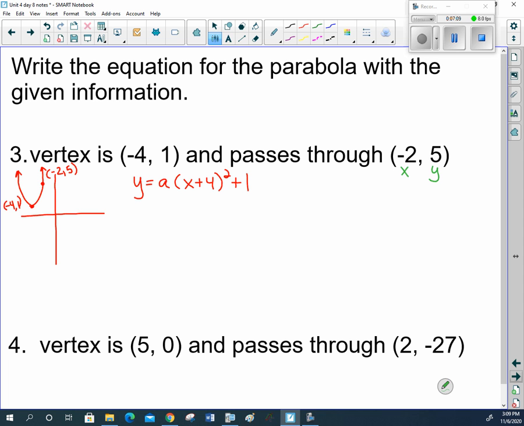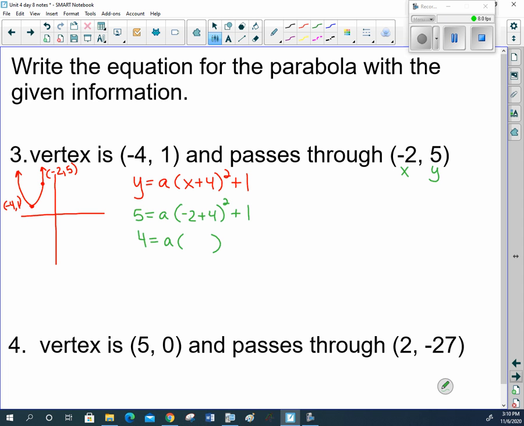I'm going to come back to this equation that I'm trying to create, and I'm going to put 5 for y, and I'm going to put -2 for x. And then I'm going to figure out what the answer is. Well, first of all, this plus 1, I'm going to move it to the other side just so that I don't get mixed up on my order of operations. I'm just going to subtract it over here, and I've got 4 equals A times.